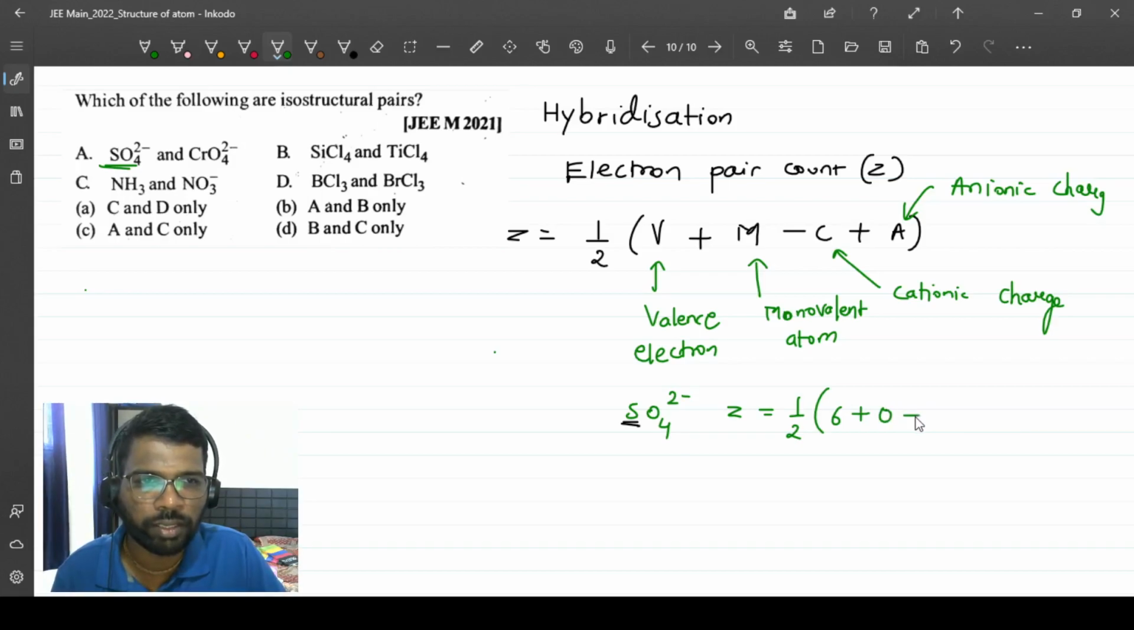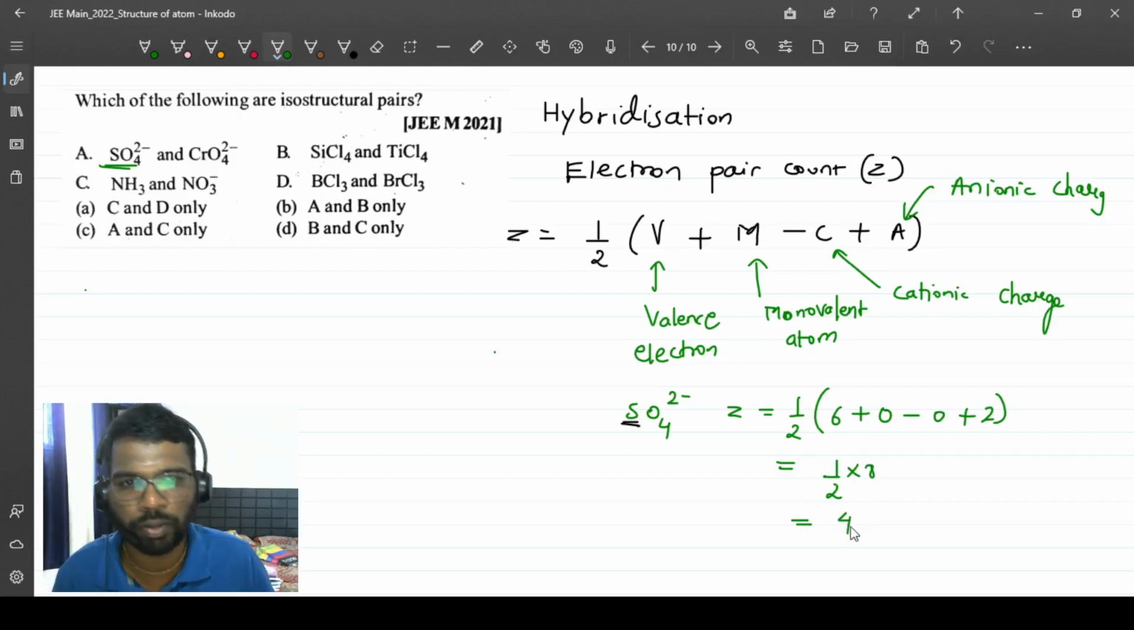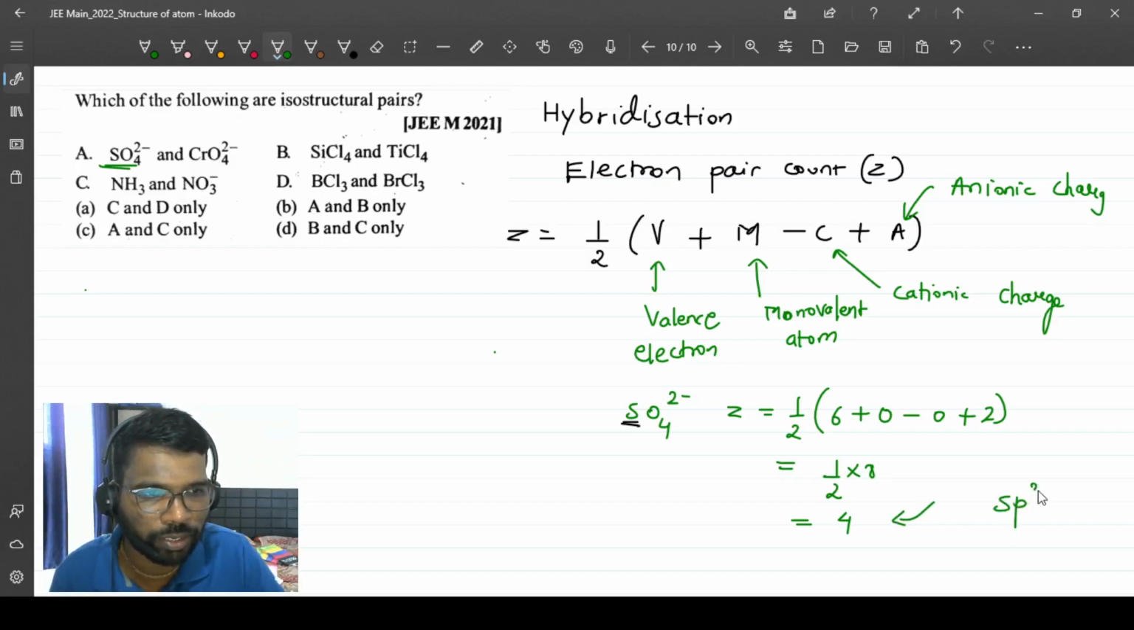Minus the cationic charge. There is no cationic charge, it is a negative charge, so this is zero. Plus the anionic charge. What is the anionic charge? It is 2. Irrespective of the sign, here we will write it as 2. So Z will be equal to half times 8, and I am getting Z equal to 4. This is about SO4 2 minus. What hybridization is this? If Z is equal to 4, then the hybridization is sp3 and the structure is tetrahedral.